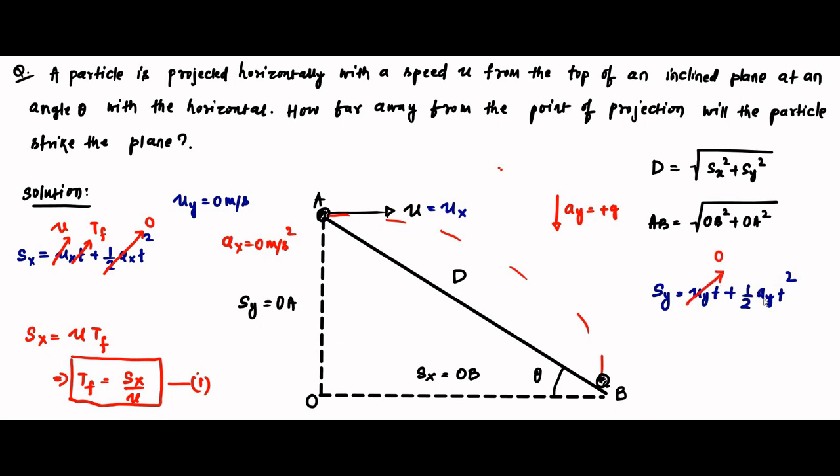Ay is equal to g, and again for the entire vertical displacement, the time will be substituted with the time of flight Tf square. That implies Sy is equal to 1 half g Tf square. Here we'll substitute this value of Tf. What we are trying to do is express Sy in terms of Sx, so we'll make the substitution.